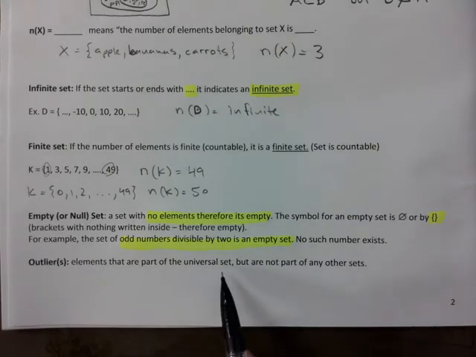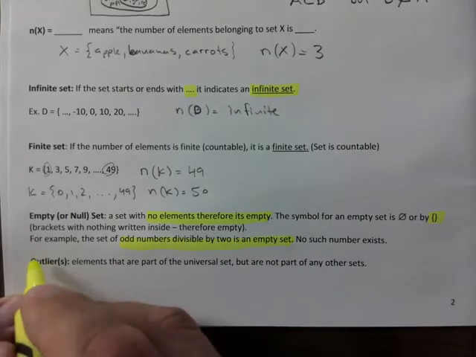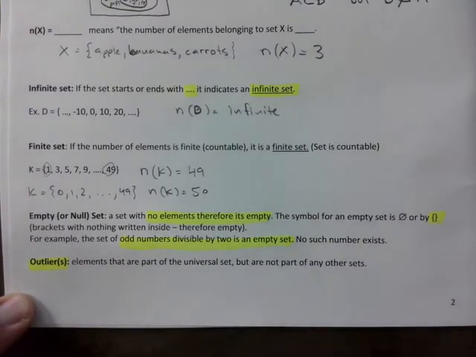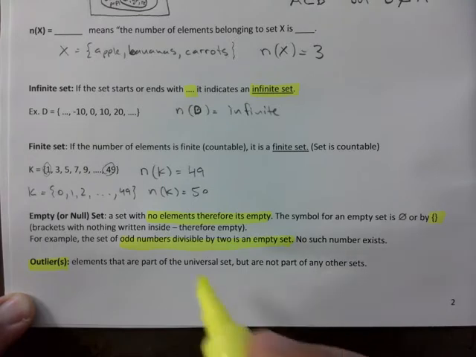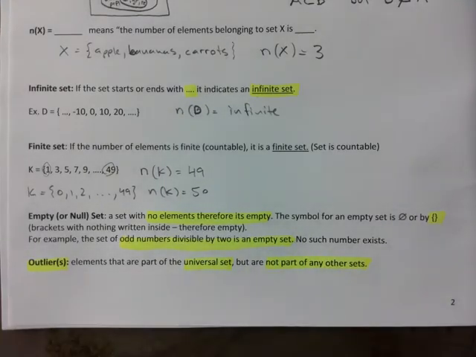Outlier elements are elements that are part of the universal set but are not part of any other sets, okay? That is important. Outliers are extremely important to us. They're part of the universal set, but not part of any other sets that are mentioned. So let's say I'm making a list here: number of students with a Samsung or Android and iPhone, right?